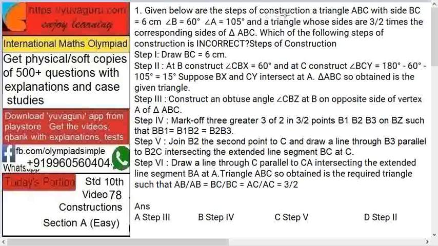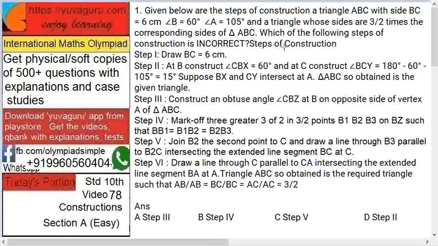Given below are steps of construction of triangle ABC with side BC 6, angle B 60, angle A 105, and a second triangle. See here, this is second. There are two triangles to be drawn. One is triangle ABC and second is a triangle whose sides are 3 by 2 times the corresponding sides of triangle ABC. Means there is one more triangle to be drawn. Right? There are two triangles to be drawn. Which of the following steps of construction is incorrect?